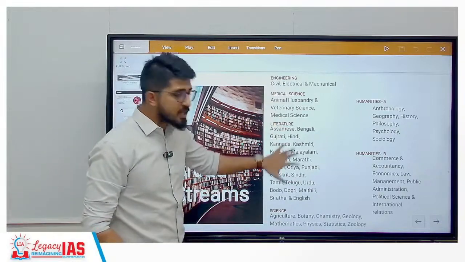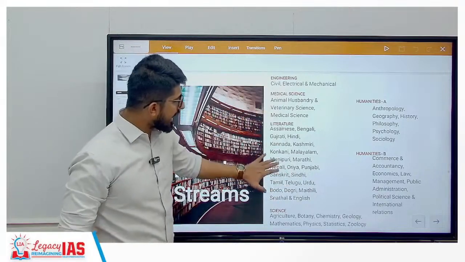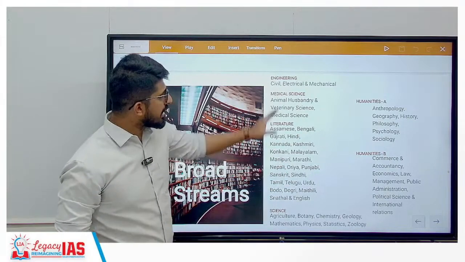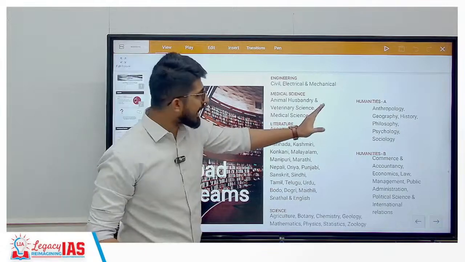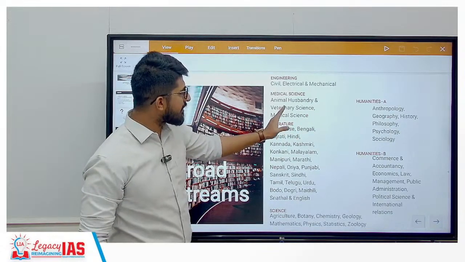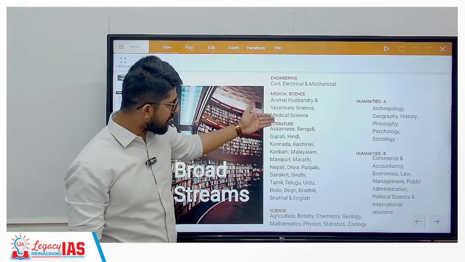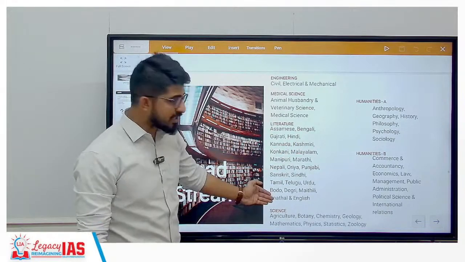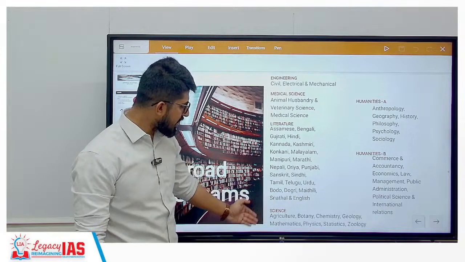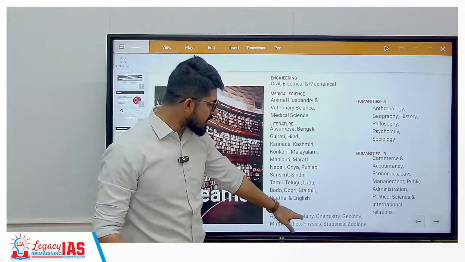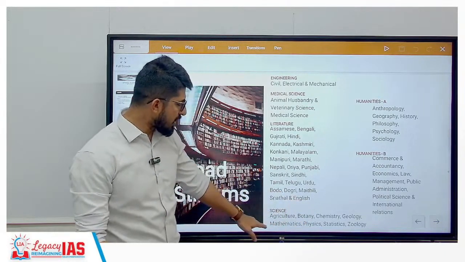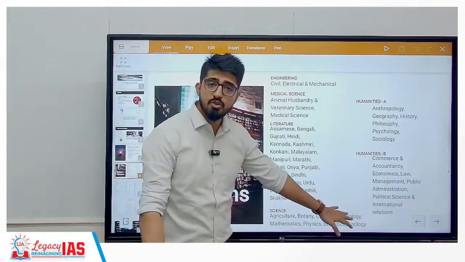So these are the optionals that are available, a total of 48, right? In engineering you have 3: civil, electrical, mechanical. In medical science you have animal husbandry and veterinary science, and medical science. Then you have 22 plus 1 literature subjects, which is 23. And in sciences you have agriculture, botany, chemistry, geology, mathematics, physics, statistics, and zoology.